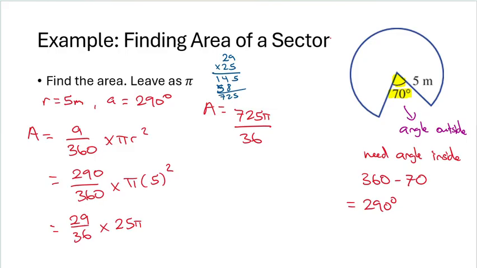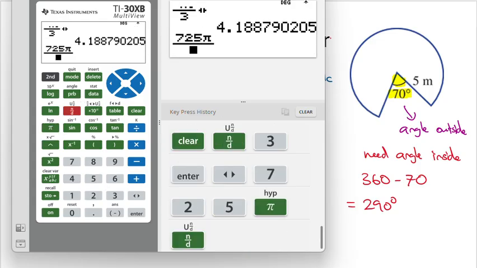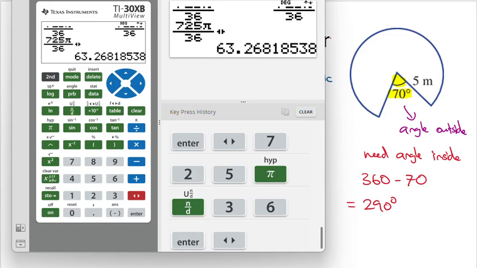Now, I don't think you can simplify this. Yeah, no, that doesn't work. So just leave it like this, meters squared. So this is a no calc answer. And if you were given a calc, then you just obviously type it in. 725 pi over 36 is 63.27.